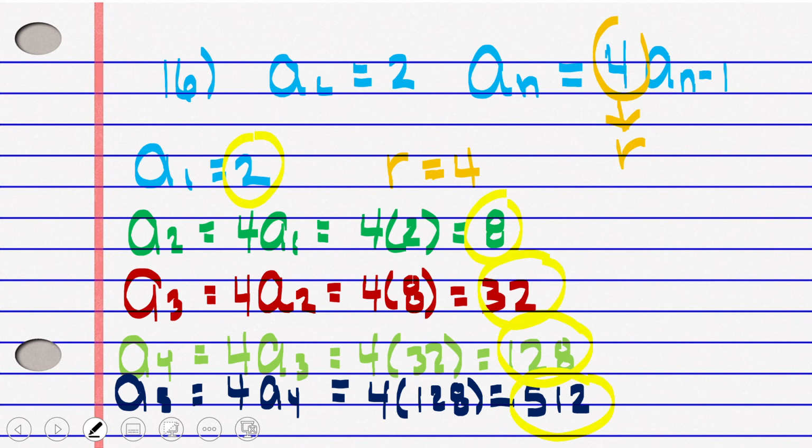Write those in a sequence order. You're going to have 2, 8, 32, 128, and 512.